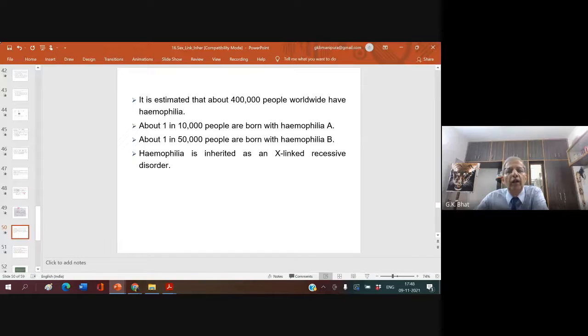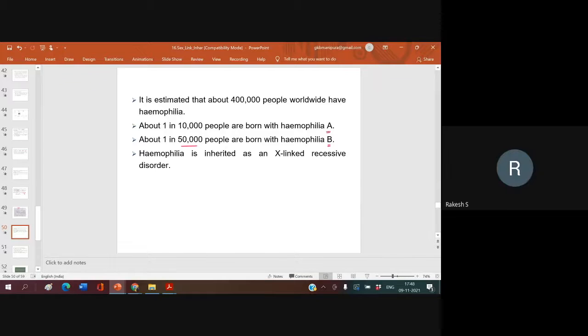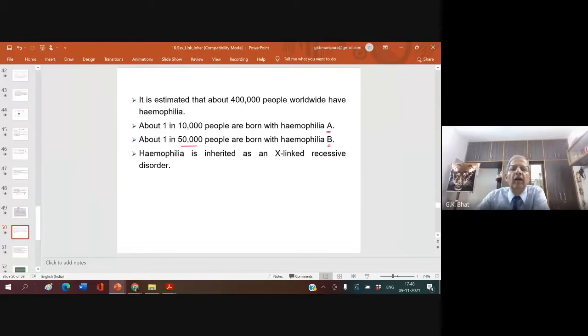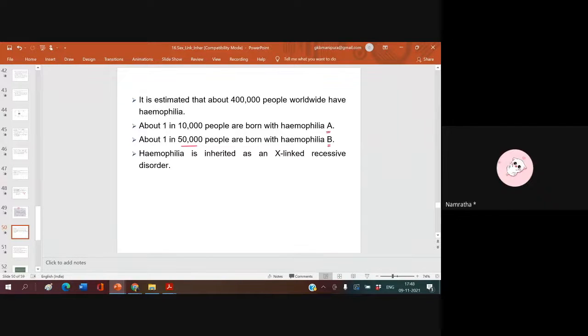It is estimated that about 4 lakh people worldwide have hemophilia. Remember, 1 in 10,000 people are born with hemophilia A, and 1 in 50,000 people are born with hemophilia B. So which is more common, hemophilia A or hemophilia B? Hemophilia A. Hemophilia A is more common than hemophilia B. Are you following me?